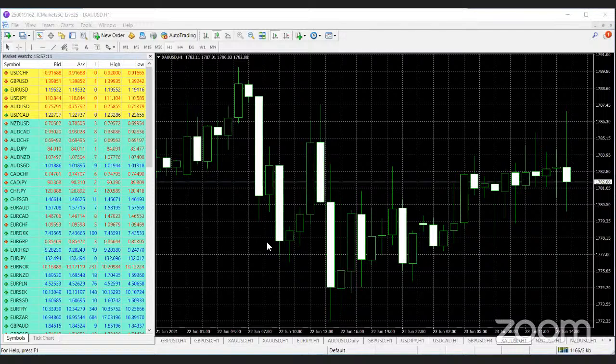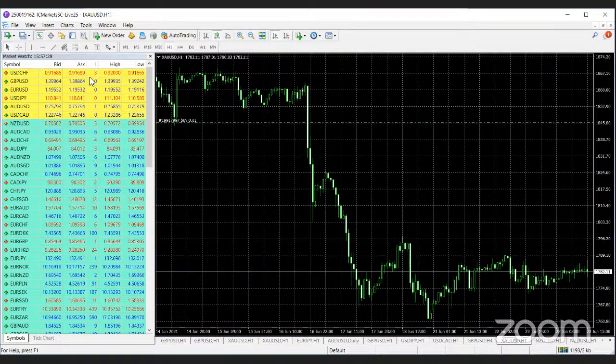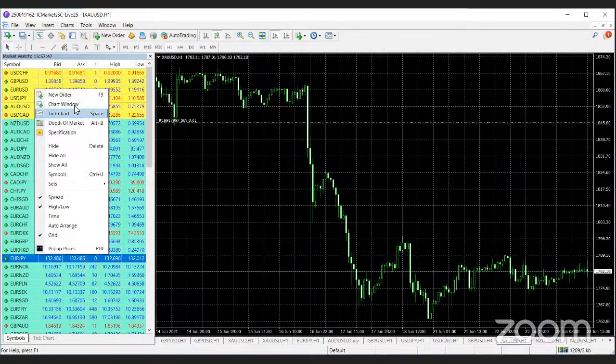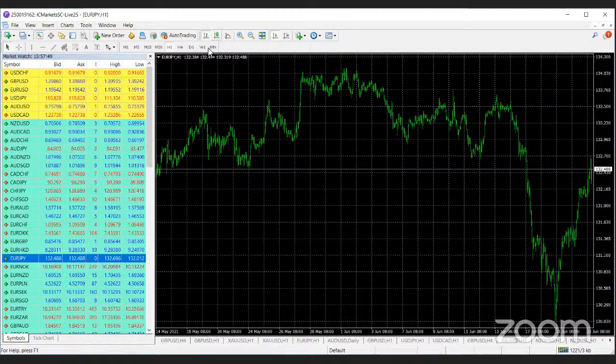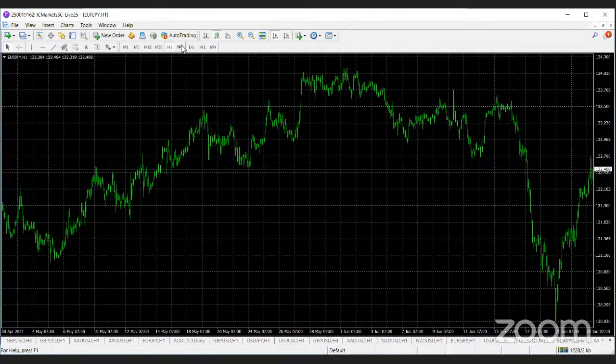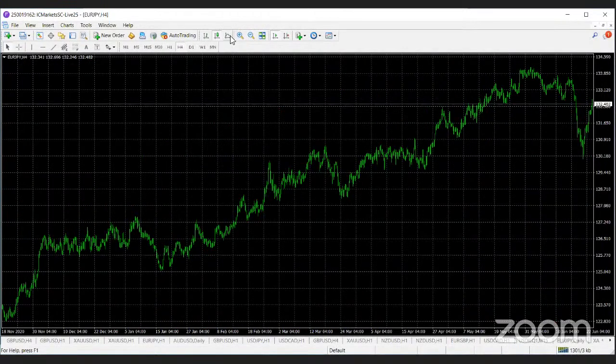Okay. So I need us to go to Euro USD, where is it? Euro JPY. I normally don't trade cross pairs, but this one is a must because it has a clear structure. Okay, so there we are. I can close this. Okay, so we need to get this clear.